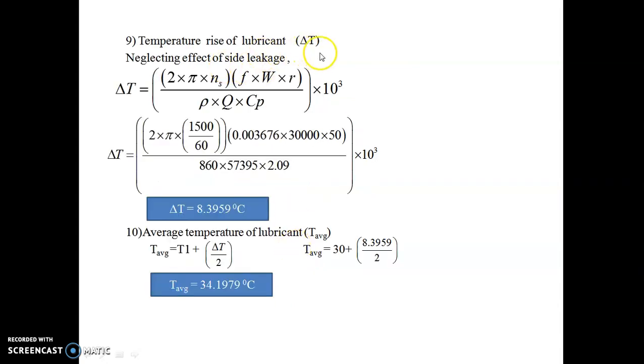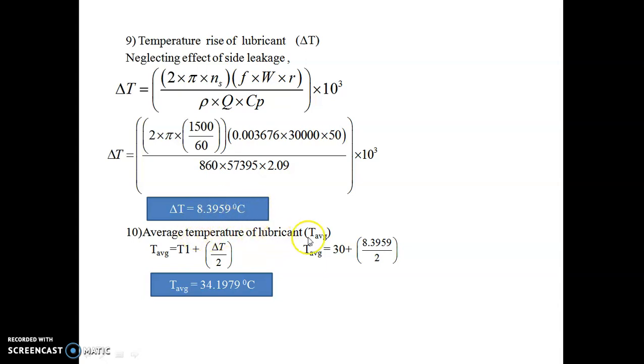Temperature rise of lubricating oil, delta T, by neglecting the side leakage: delta T is equal to 2 pi Ns f W R upon rho Q Cp into 10 raised to 3. So put all the values here. Rho is equal to 860, specific gravity 0.86 into 1000, that is 860 kg per meter cube. And Q 57395 mm cube per second and Cp 2.09. So putting this, we can get delta T 8.3959 degrees centigrade.